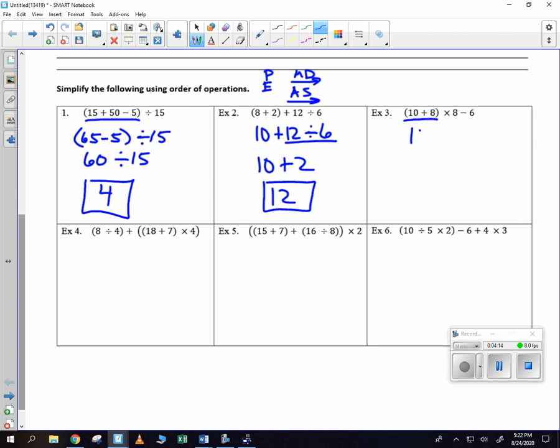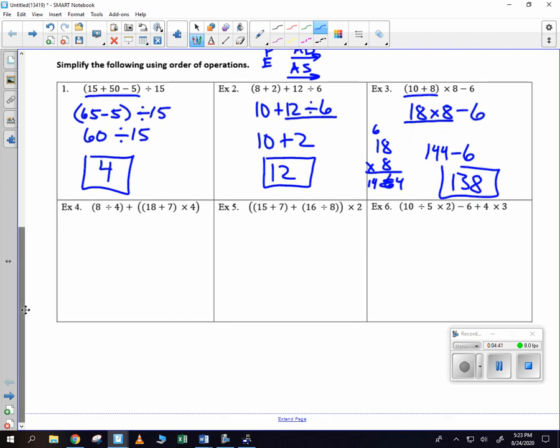Grouping symbols, 18 times 8 minus 6. Now, a lot of people would like to take 8 minus 6 because you get 2. But in fact, this says to take the 18 times 8. So that's what we need to do. 18 times 8. 64. Carry the 6. And I get 14. So 144 minus 6 is 138. That's my result.